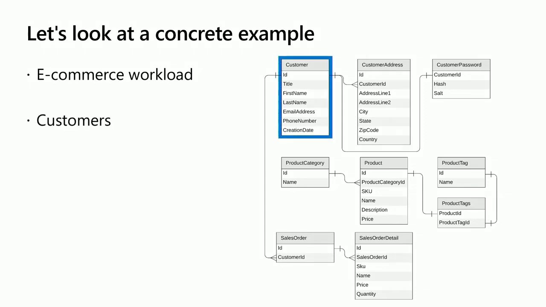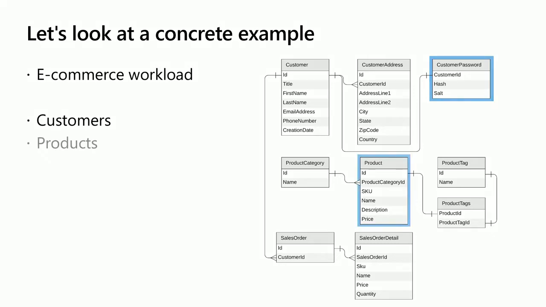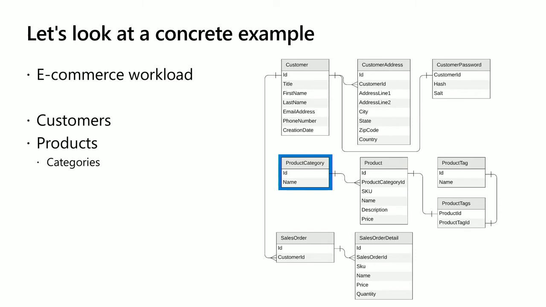What we see here is that we have customers, obviously. Each customer can have multiple addresses. This is a one-to-many relationship. And each customer can also have one and only one password that is stored in a different entity. Besides customers, we also have products. Each product belongs to just one category. That's another one-to-many relationship. And we also have product tags. So each product can be tagged with multiple tags. This is a many-to-many relationship, right? Each product can have multiple tags. Each tag can refer to multiple products.